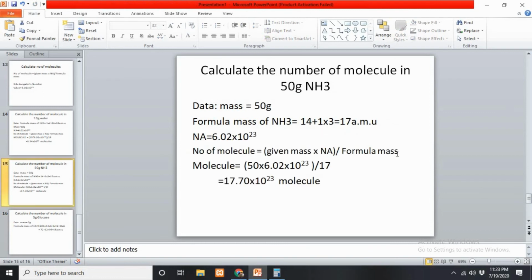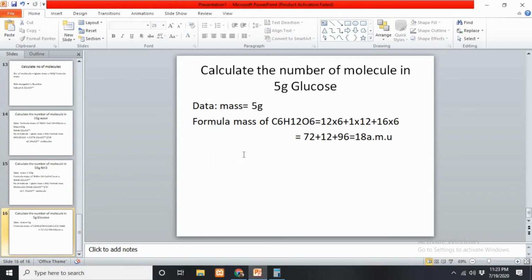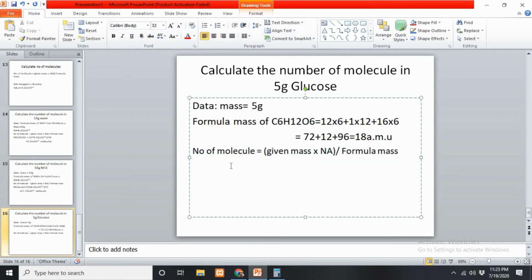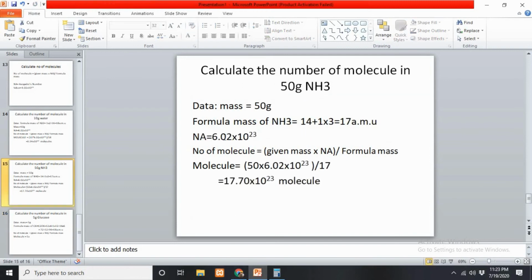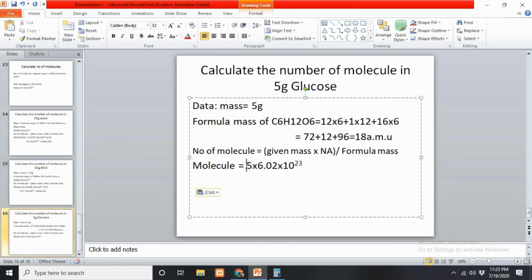The next step is to just copy the formula from here and paste it over there. Just copy and paste the formula to use in this question. Now substitute the values. Molecules is equal to given mass 5, multiplied by the Avogadro number 6.02 × 10^23. I will copy from here and paste right here. Just create the brackets and divide it by 180.